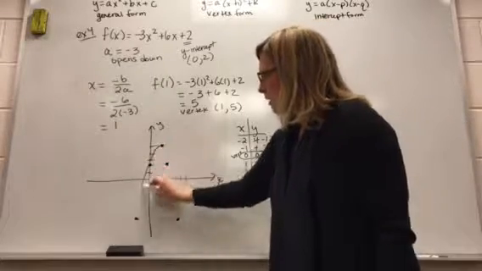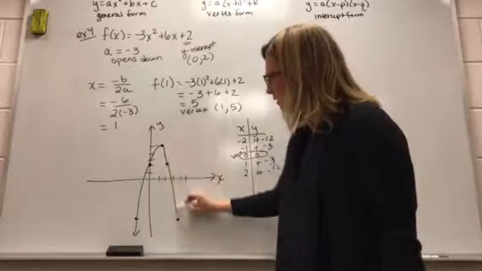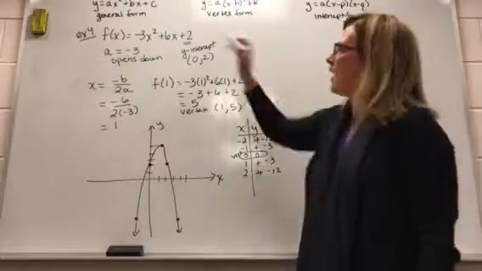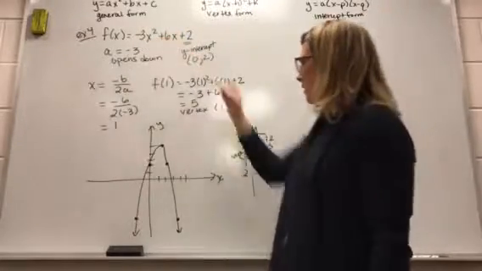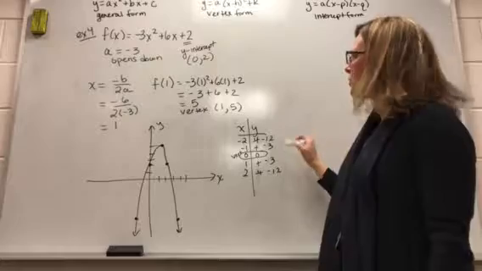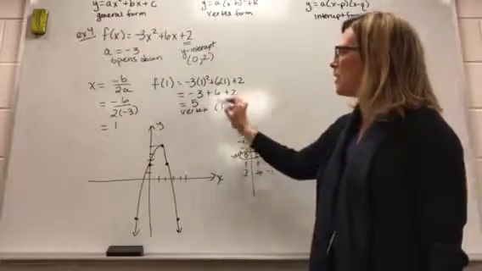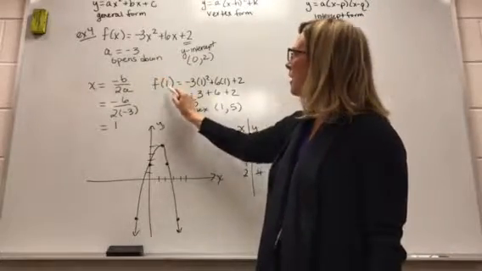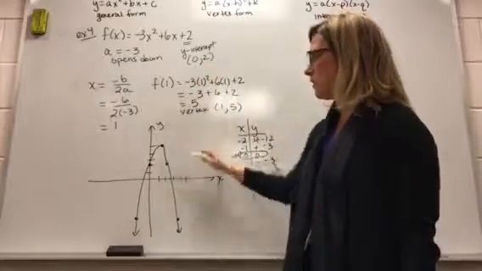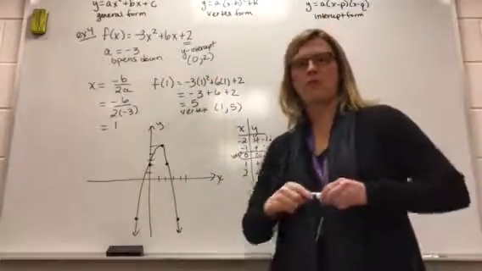And then I'm going to draw in a sketch. So if you have an a value that's negative, you open down. You can multiply your parent table by the 3 in the front. I know my vertex by using -b over 2a, and I plug that back in, and then my y-intercept. So here is a sketch of my quadratic from general form.